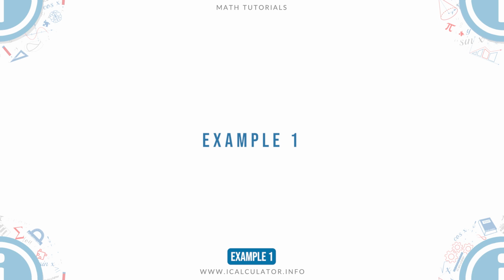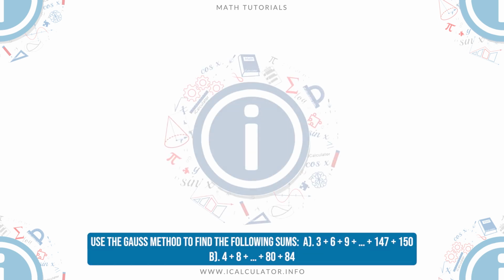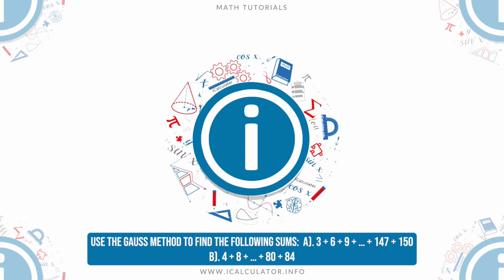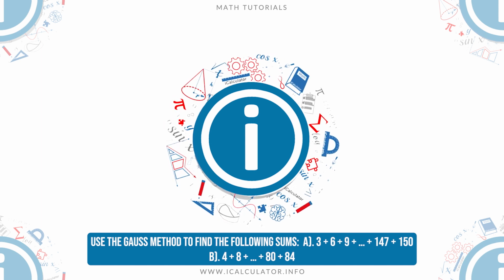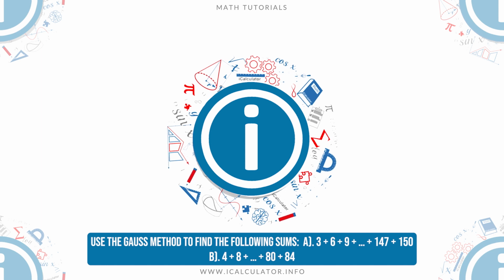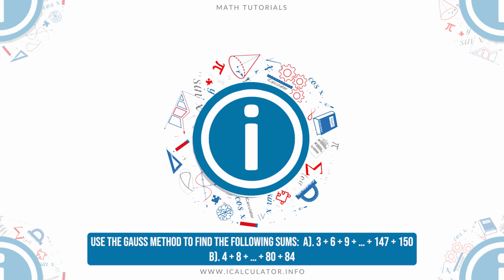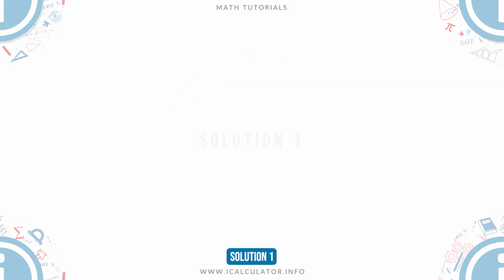Example 1. Use the Gauss method to find the following sums: a. 3 plus 6 plus 9 plus ... plus 147 plus 150. b. 4 plus 8 plus ... plus 80 plus 84. Solution 1. A. We have the following shown on screen.